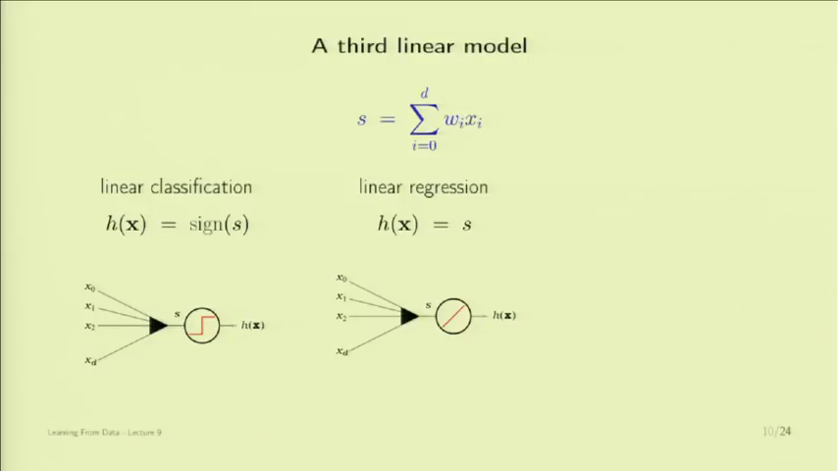Now, when you go to the third guy, the new guy, which is called logistic regression, we are going to take S and apply a nonlinearity to it. The nonlinearity we are going to call theta, the logistic function. It is not as harsh as this nonlinearity. Okay, it is somewhere between this and leaving it alone, okay? And it looks like this.